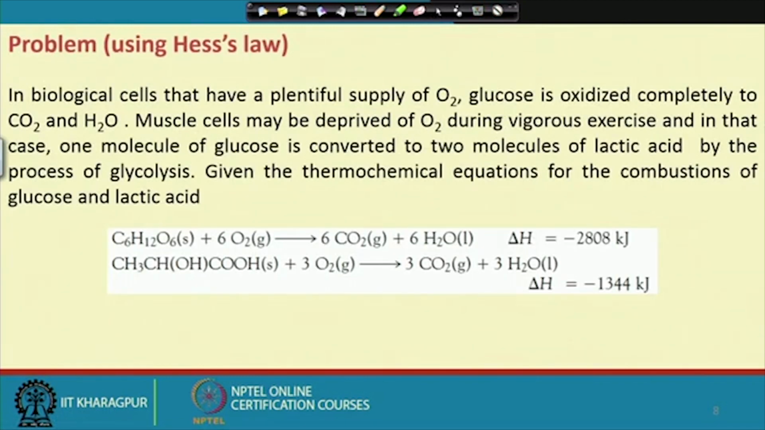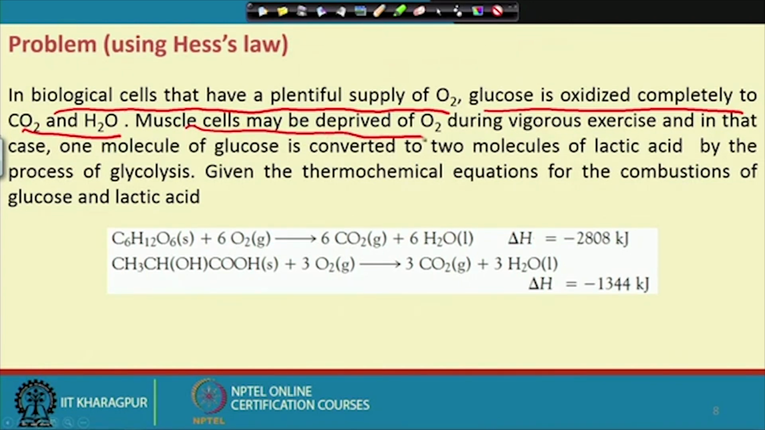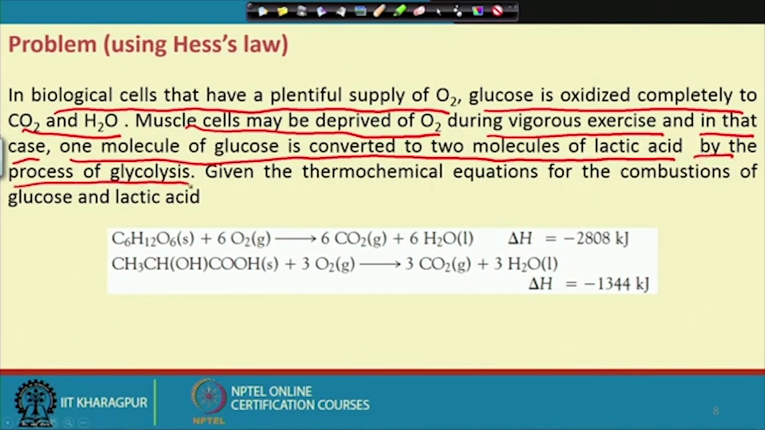Let us take the example of a biological system. In a biological cell that has a plentiful supply of oxygen, glucose is oxidized completely to carbon dioxide and water. Muscle cells may be deprived of oxygen due to vigorous exercise, and in that case 1 mole of glucose is converted to 2 moles of lactic acid by the process of glycolysis.